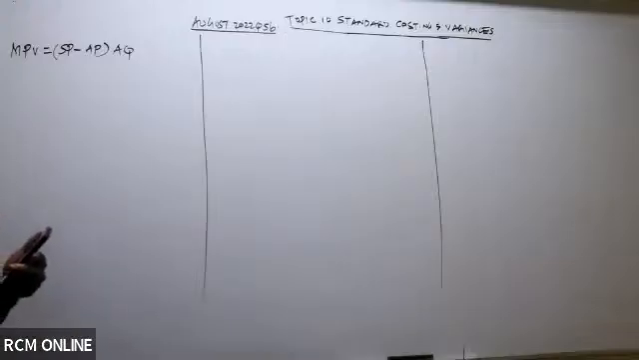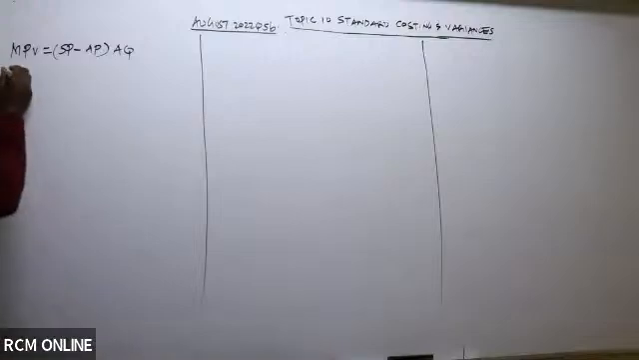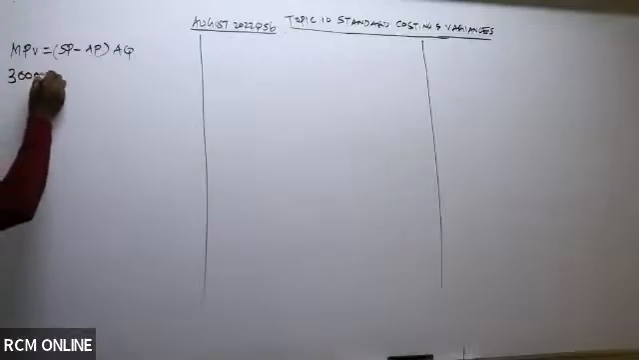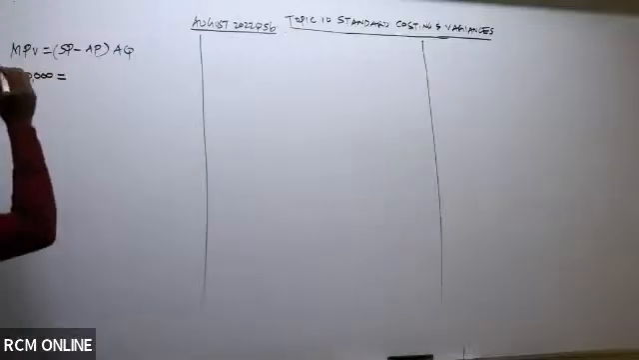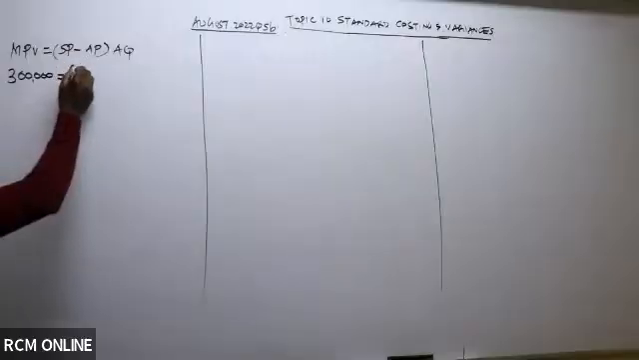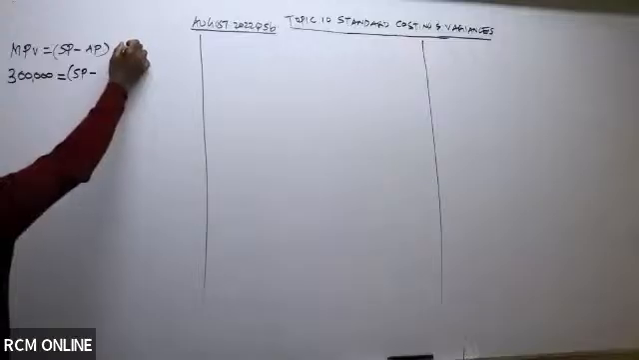Material price variance. Direct material price variance, 300,000 favorable, positive 300,000. We are not going to use the signs. Positive 300,000 is equal to standard price. We don't have standard price. That's what we are looking for. Minus actual price times actual quantity.